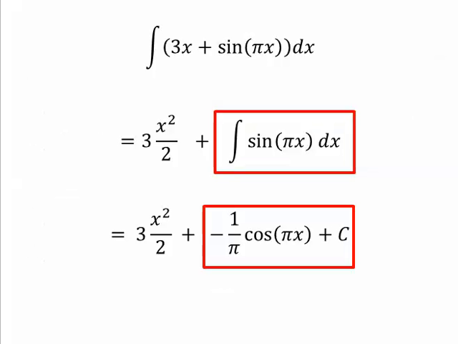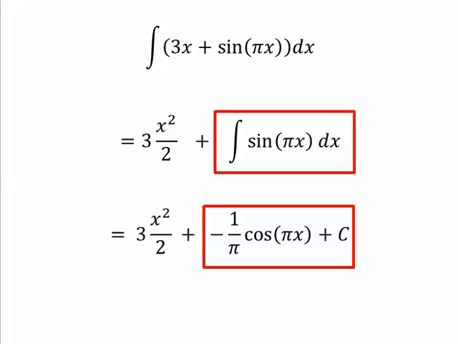All right, we've got sine of pi x. I want the antiderivative of sine of pi x. Well, the antiderivative of sine is negative cosine, so I put in my negative. And then for the pi, I have to go 1 over pi. So negative 1 over pi cosine of pi x.